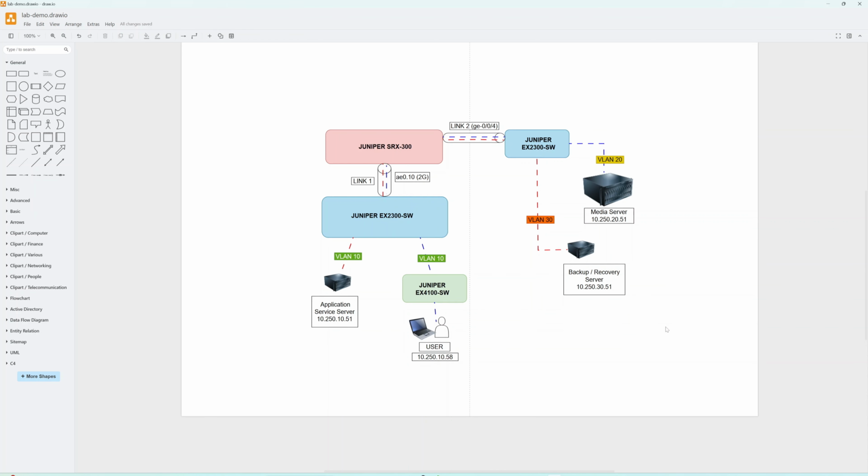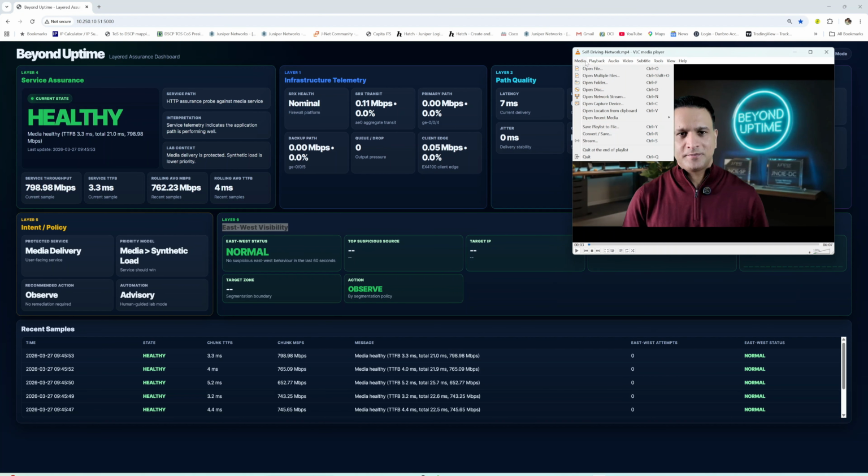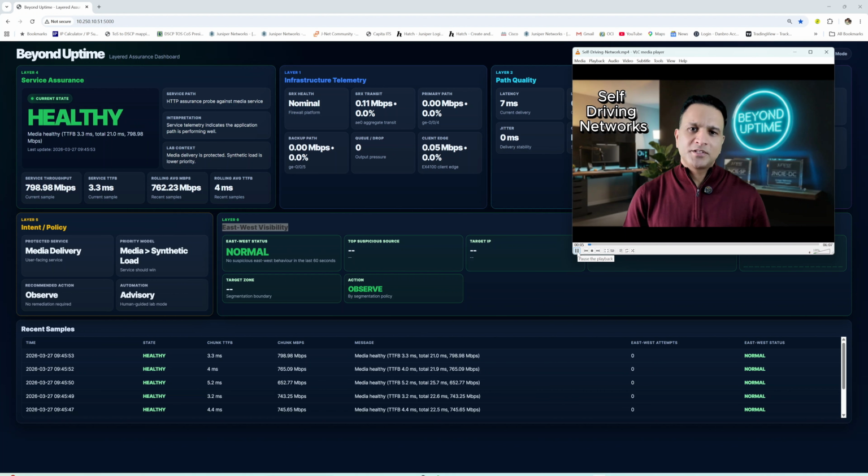So for this video, I've evolved the dashboard further. Previously, it focused on infrastructure telemetry, path quality, flow context, service assurance, and intent. Now, we have added another critical layer: east-west visibility. The platform can now detect suspicious lateral movement behavior between internal segments, without operators manually watching firewall logs. Right now, the environment is healthy. Segmentation is working properly. No suspicious east-west behavior is detected.